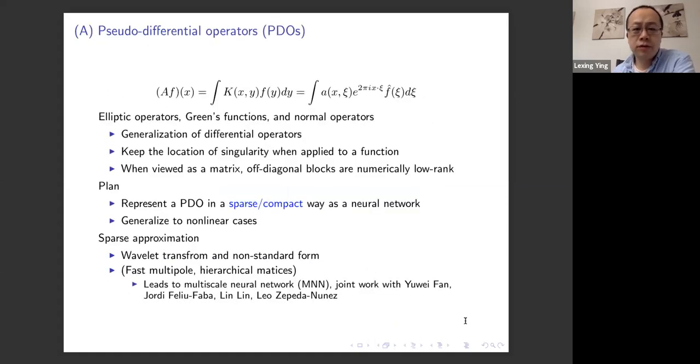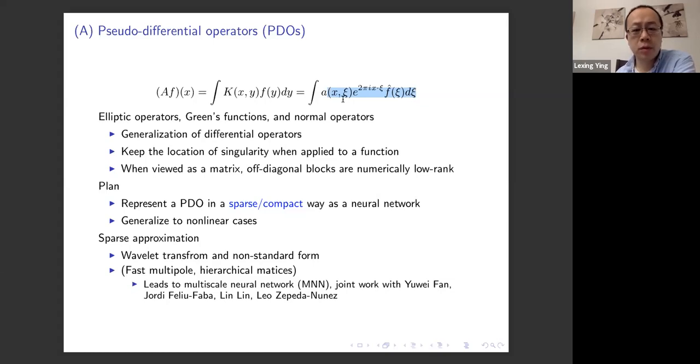So let's take a look at the pseudo-differential operator to get a little bit of motivation about what kind of architecture it corresponds to. Here I'm writing down the two forms of the pseudo-differential operator. One is using the kernel form and the other using the symbol form. Okay, this K here is typically called a kernel and A is called a symbol. The pseudo-differential operator contains a lot of operators which we work with in scientific computing and computational mathematics. They include elliptic operators, Green's functions of elliptic operators, and normal operators from inverse problems. These are designed to be a generalization of the differential operators.